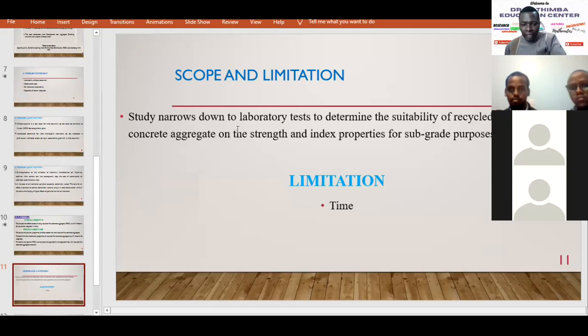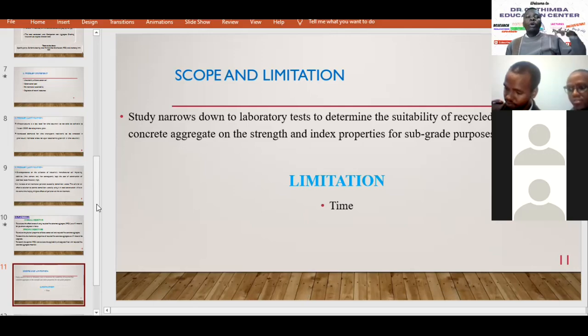The limitation here, remove time and budget. That is a limitation for everyone. So the limitation here could be the scope. You put the laboratory test and all that, the tests that you are going to conduct. The limitation, you say you're not going to do in situ, the field tests.